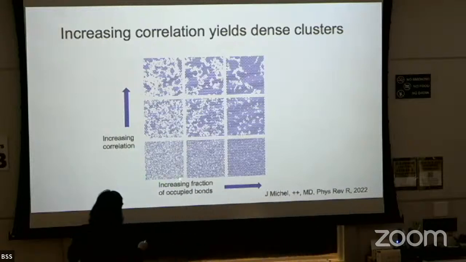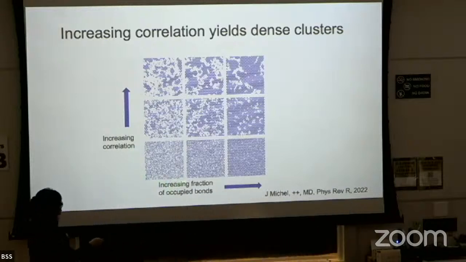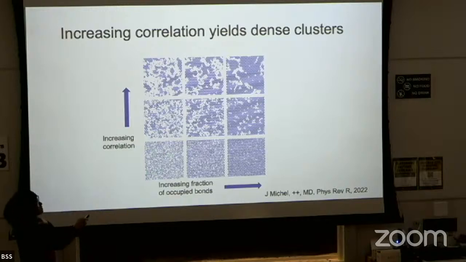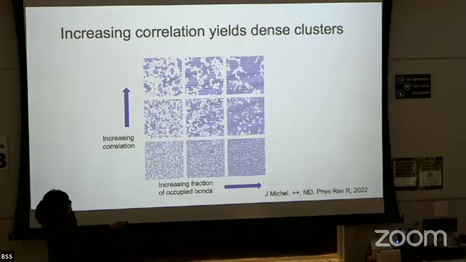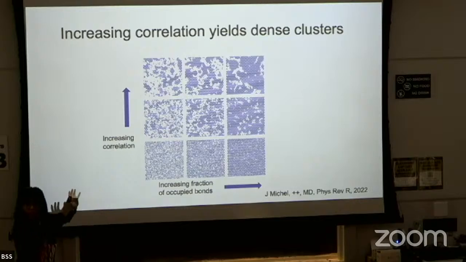So here, let's say I'm increasing the fraction of occupied bonds. This is P, whatever we were describing as occupation probability. For the same P, as I increase C, which is the degree of correlation from the previous slide, you can see that there is more and more clustering, right? So again, same P, we are changing C, there is much more clustering. So this is how you can build networks where you have spatial correlations, for a given P.